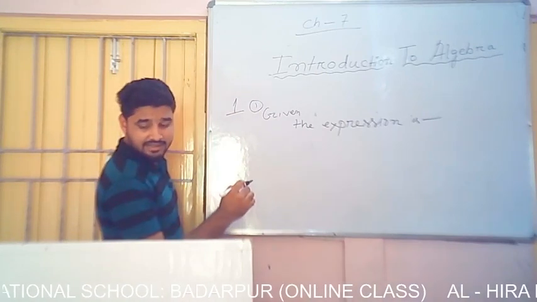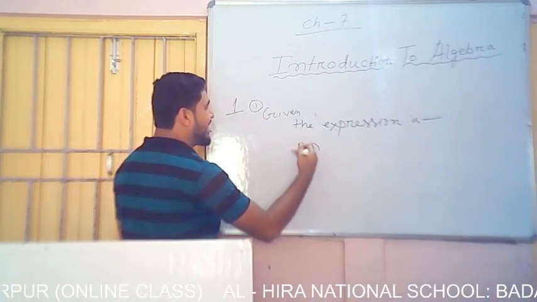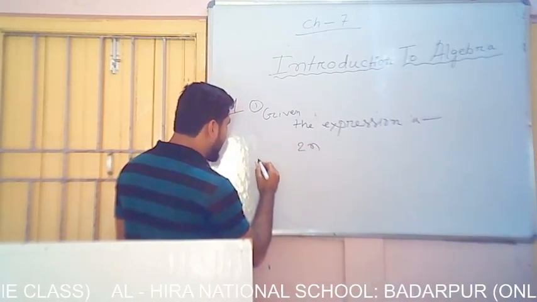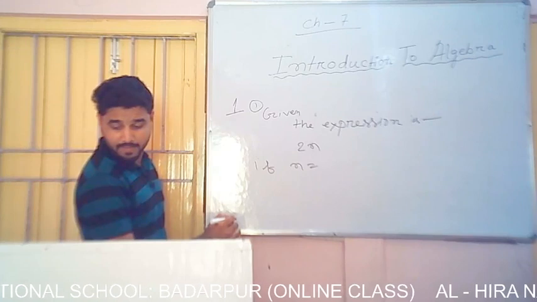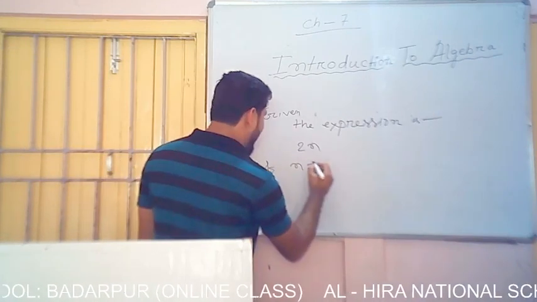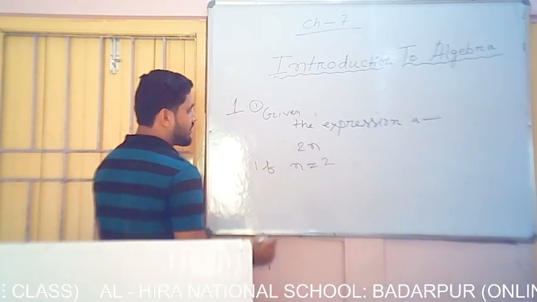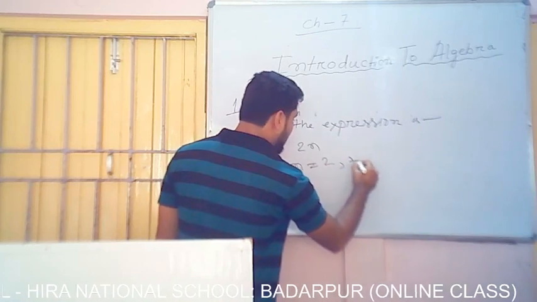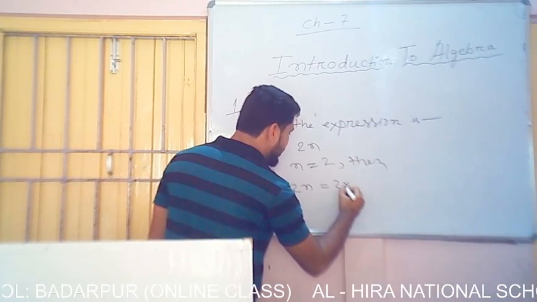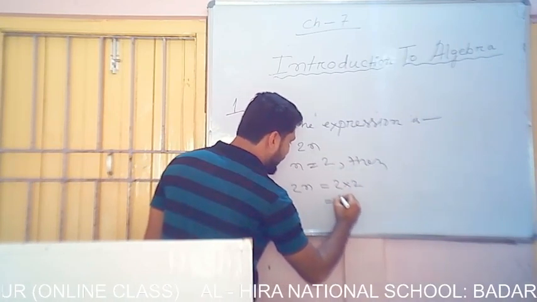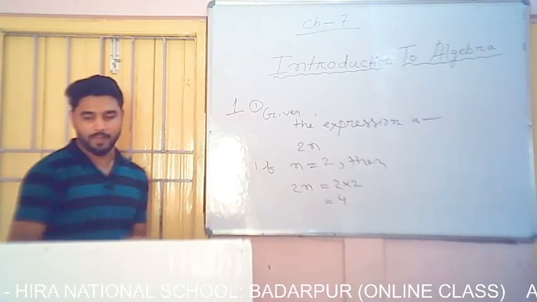You write like this. The given expression is 2n, then you have to find the value. If n equals 2, 3, 0, 1. So first we will find the value for n equals 2. If n equals 2, then 2n equals 2 into 2 equals 4. So the first answer is 4.